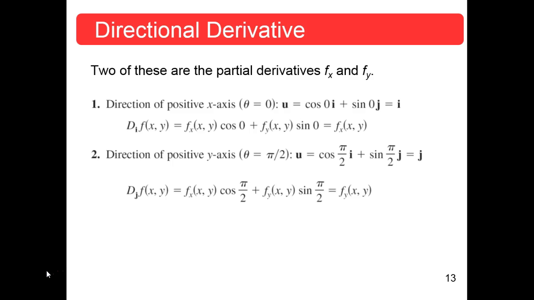In the direction of the positive x-axis, that's when theta is equal to 0, where u would be cosine 0, which is 1 i, plus sine of 0, which is 0 j. That would just be i. So the directional derivative in the i direction of f of x y is f sub x, the partial of f with respect to x at x y times the cosine of 0, plus the partial with respect to y at x y times sine 0, which, since sine of 0 is 0, why write the second one there? It's just f sub x.